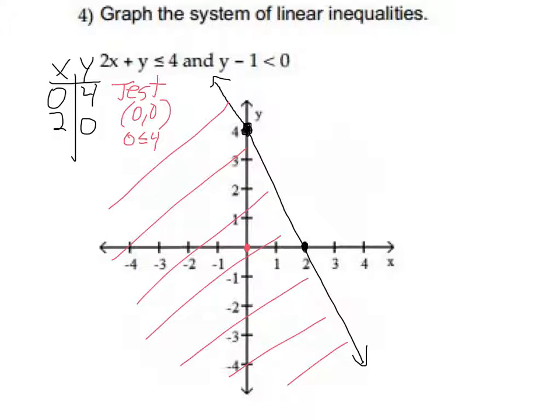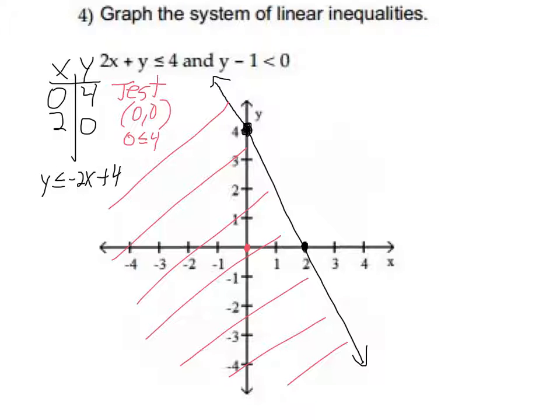Other teachers might have had you solve and get it into slope-intercept form, not only to help graph it. For example, start at the intercept of 4 and then go down 2 and right 1. That would give you the same line that we have. Also, if you get it into slope-intercept form and it says y is less than, then you shade below the line. That's another way people do shading. Either way, this is the correct graph for this first inequality, 2x plus y less than or equal to 4.